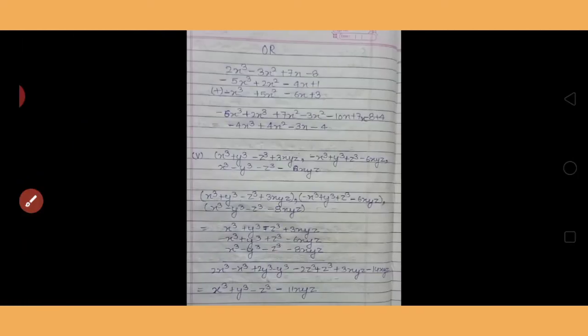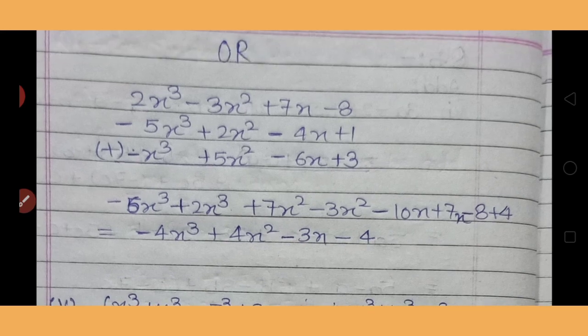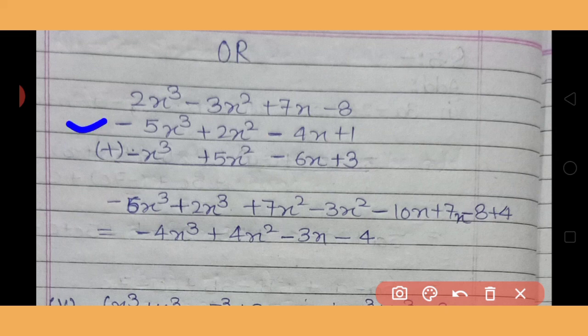Next question. In the same way, the same questions we can solve in the horizontal method. The second method is given. Firstly, we have to write the first expression: 2x cube minus 3x square plus 7x minus 8. And just after it, we will write the like terms and then we have to add or subtract. The second expression is given: 5x cube plus 2x square minus 4x plus 1.